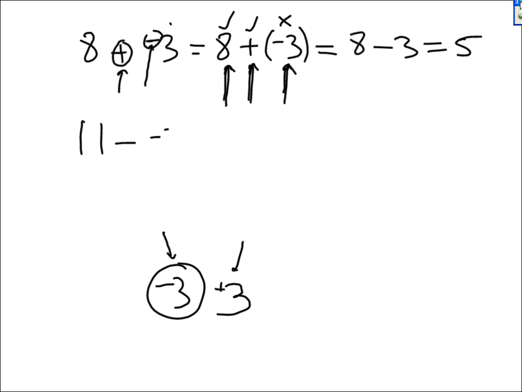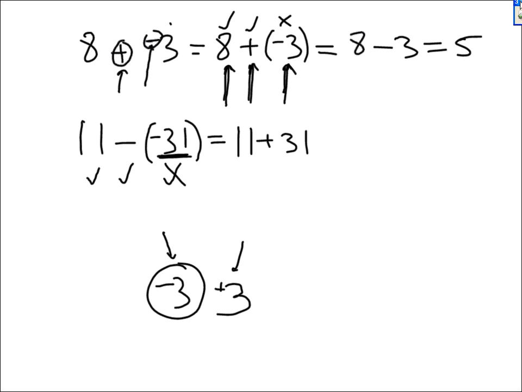11 minus -31. Two symbols next to one another, isolated. Is this 11 minus 31? The answer is no. This number is not 31. It's -31. Oh, so it's not 11 minus 31, so it must be 11 plus 31.